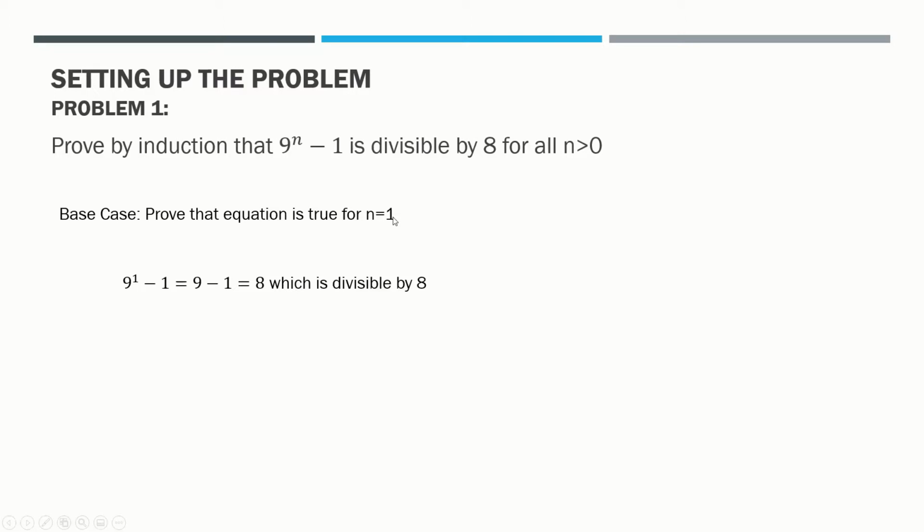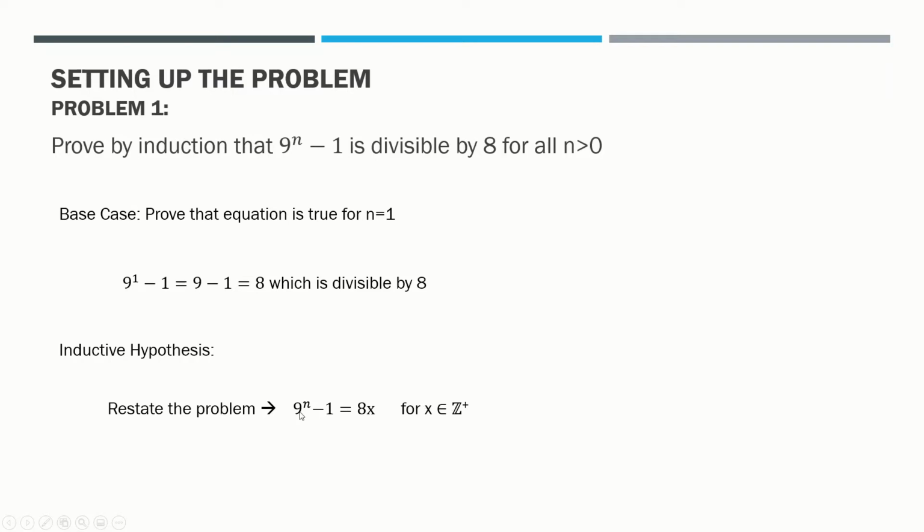So now we need to make an inductive hypothesis, and the inductive hypothesis is what we're going to use for our inductive step later. So in the inductive hypothesis, what we need to do is restate the problem that we're given in different terms. If we restate the problem, we get that 9 to the n minus 1 is equal to 8 times some value of x, where x is a positive integer.